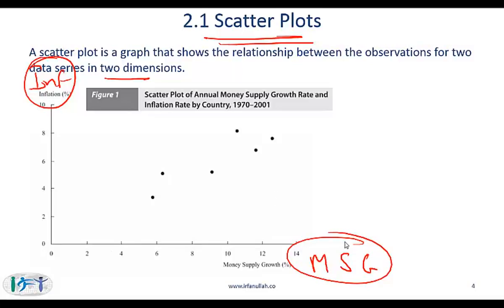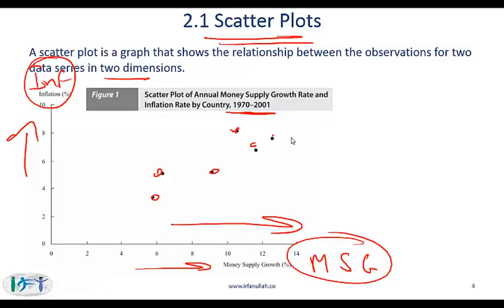So you say money supply growth rate on the x-axis, inflation on the y-axis, you collect data over a given time period for several countries, and you come up with a plot like this. So visually this tells you that there appears to be a relationship. As the money supply growth rate is higher, the inflation rate is higher. So this is one useful and very simple tool.